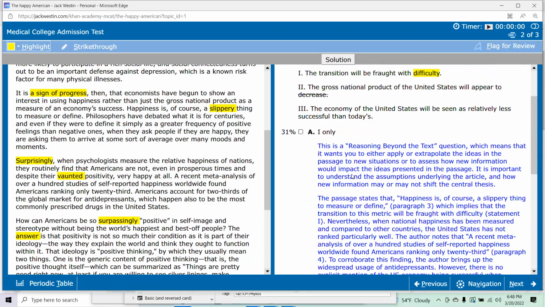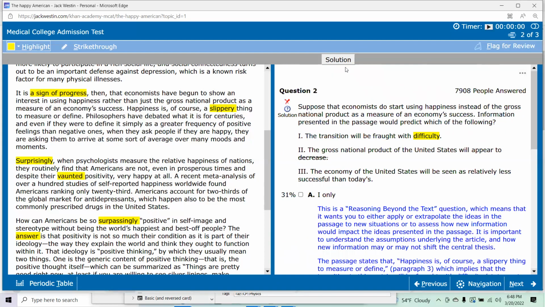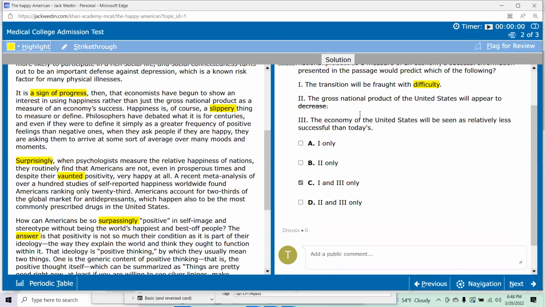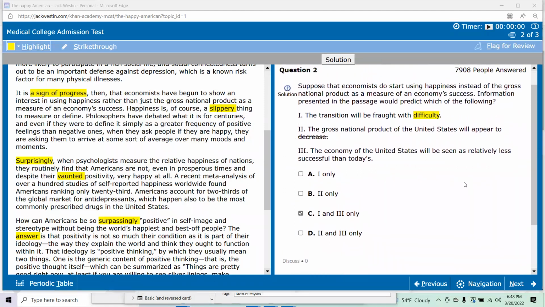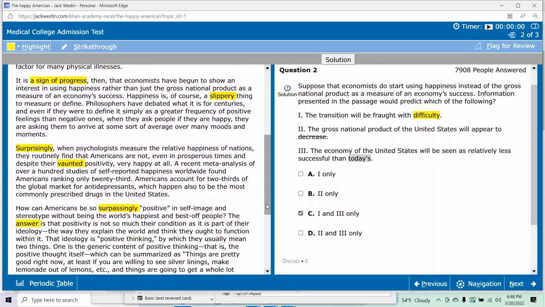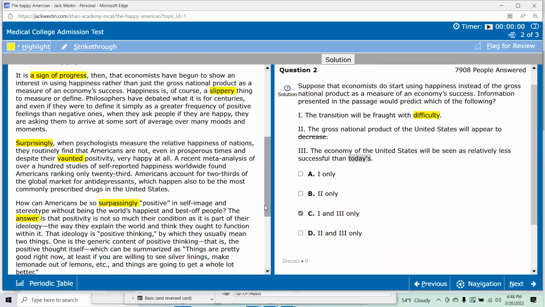It was A, and I'm gonna explain to you why, because this is another trap. Okay? So here's what it is. The economy of the United States will be seen as relatively less successful than today's. Andrew, where did they talk about what today's economy is like? Never. You just assumed, oh, the United States economy is pretty good usually, right?